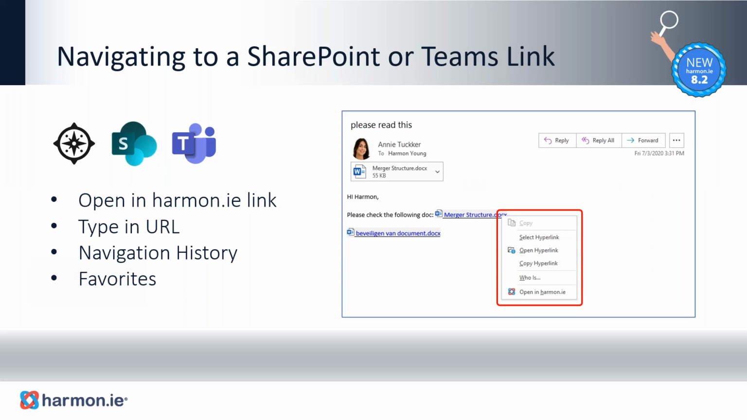So let's start with kind of the simplest ones, navigating to a SharePoint or a Teams link. So there's actually 4 navigation tools here. We're going to go through, I'll show each one of these briefly. One of them is open in Harmony, type in the URL, use navigation history, and use of favorites. The use of SharePoint favorites is a really key one.